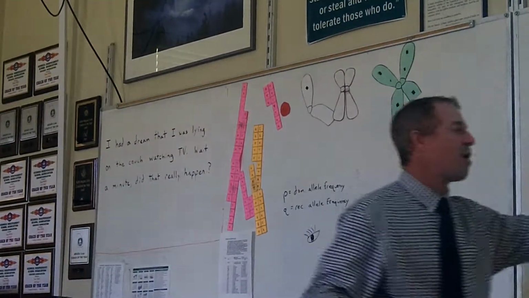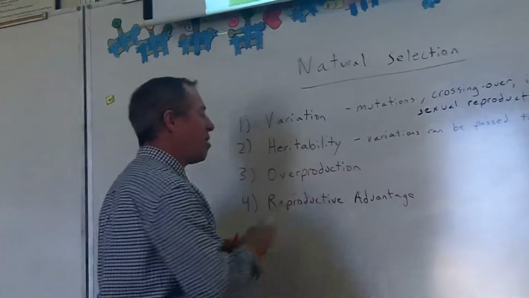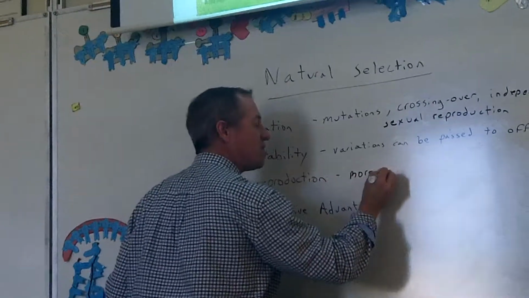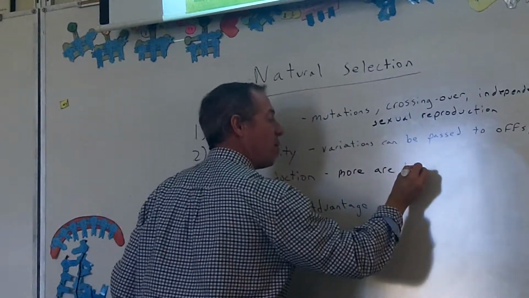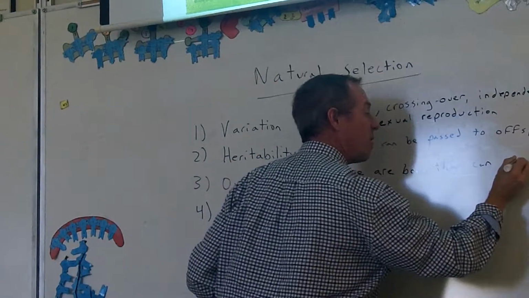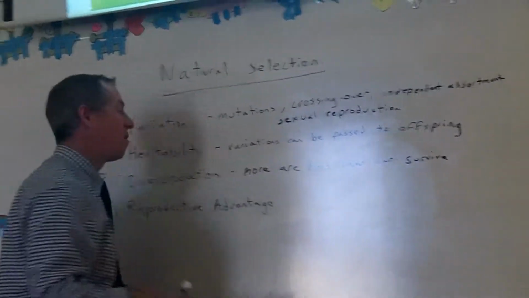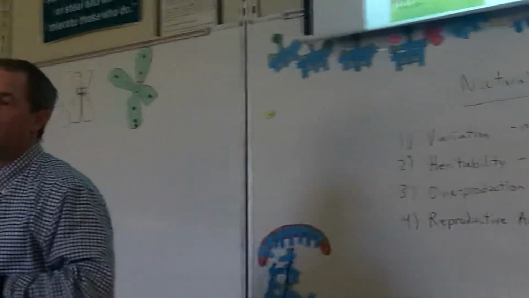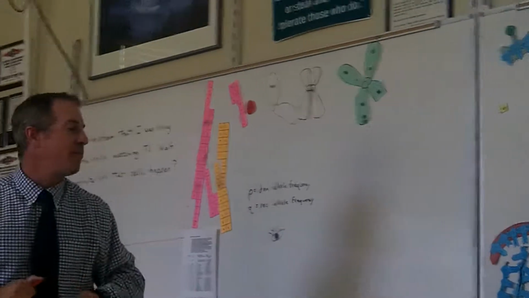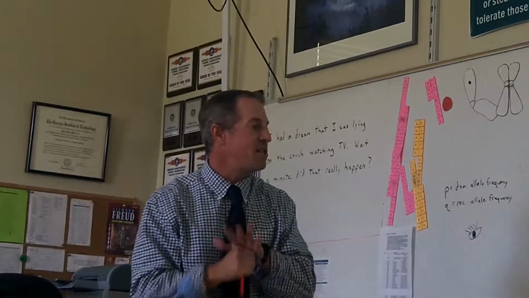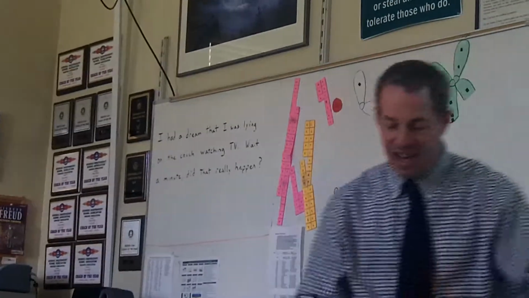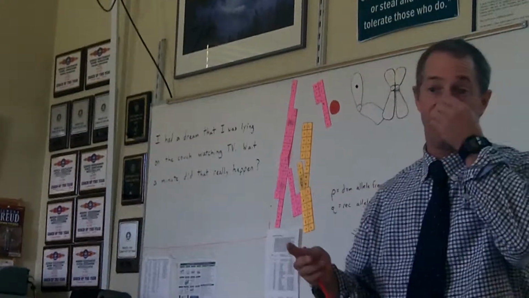Now, what about this third part? Overproduction. Overproduction is the idea that more are born than can survive. Nature is a tough place. Usually, organisms will have a lot of kids, but not all of them will survive to adulthood.